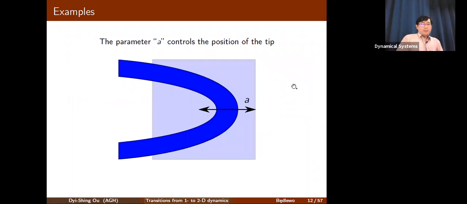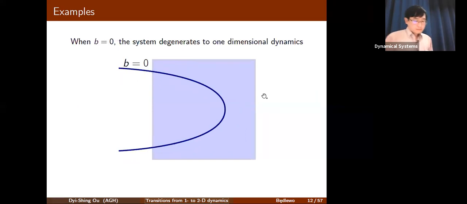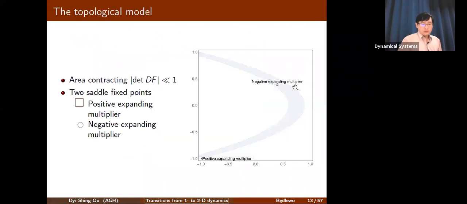So for the two parameter family, the parameter A controls the position of the tip. And the parameter B here controls how much it is squeezed. And when B equals zero, the system degenerates to one dimension. So what we want to compare is what happens when B increases from zero to a non-zero number. Okay, so in order to study what happens, we introduce a topological model.